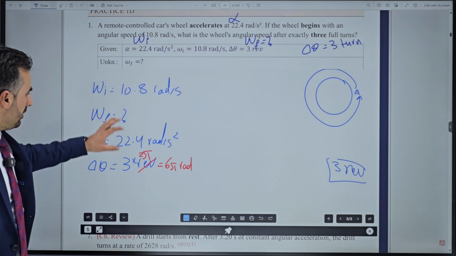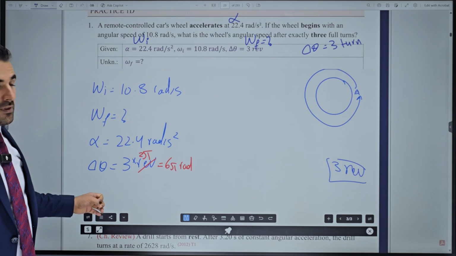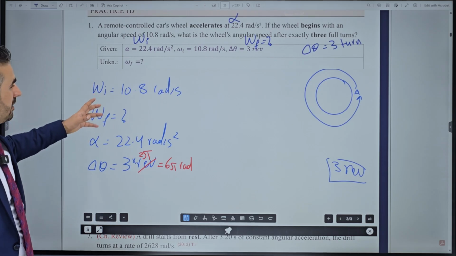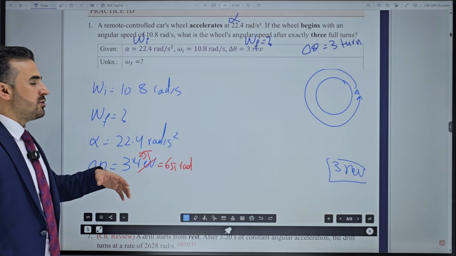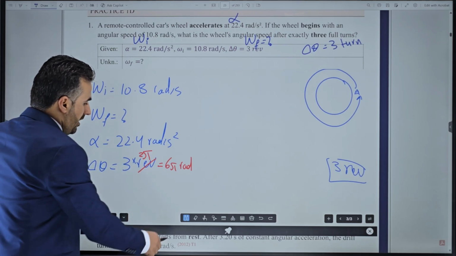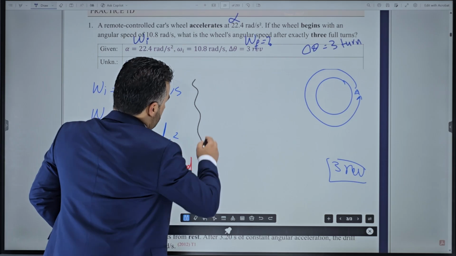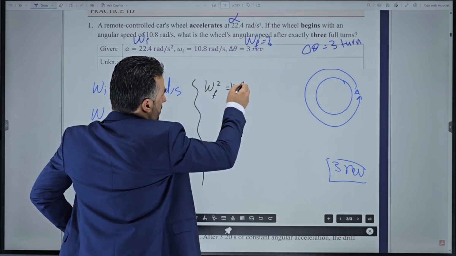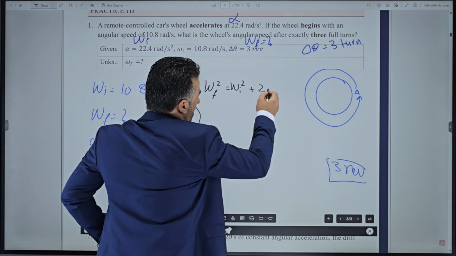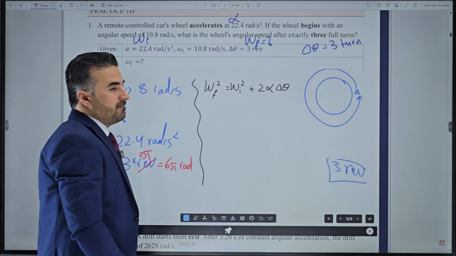Now, after having all this, look, what is neither given nor required here? Can we say delta time is neither given nor required? Yes. If that is the case, what equation are you supposed to use? That is the fourth equation. Well done. So the fourth equation says omega final squared is equal to omega initial squared plus 2 times angular acceleration times delta theta. Is that true? Well done.